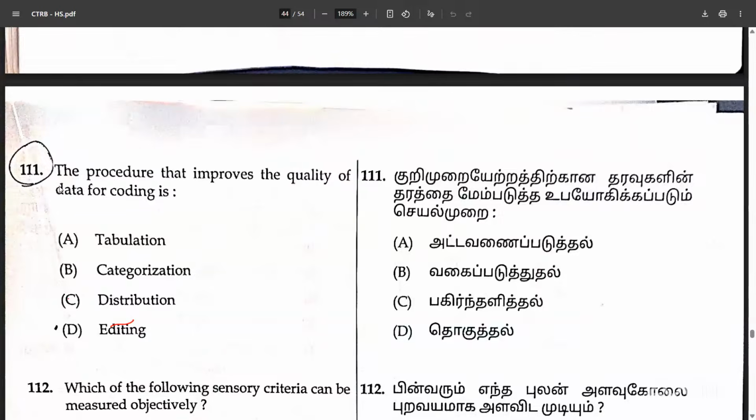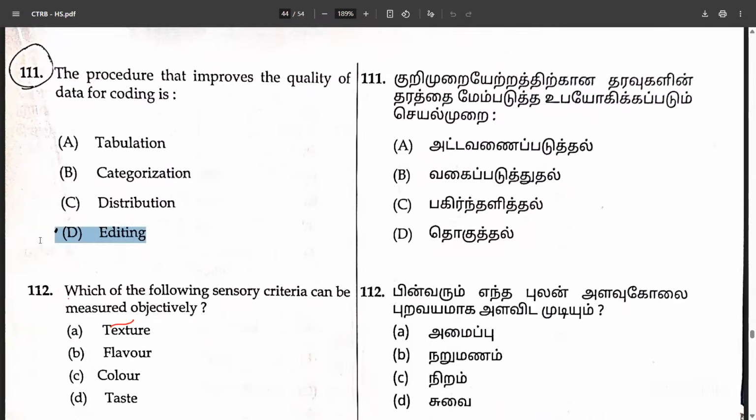Then 111 question: the procedure that involves the quality of data for coding is editing.